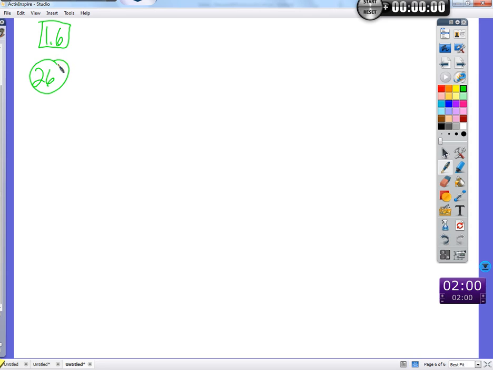Mm-hmm. 6. 11 plus 8x is greater than or equal to 7. Solve for x? What's first? I can touch this up. Looks a little snappy. That's an 11 plus 8x. It's greater than or equal to 7.